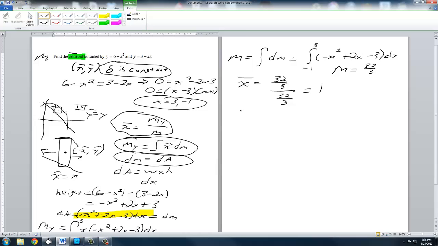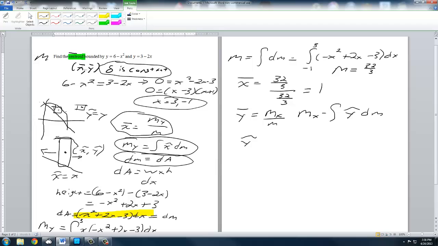Okay, now we will do y bar. Y bar is equal to the moment about the x-axis divided by the mass. The moment about the x-axis is equal to the integral of y tilde dm. So we need to find y tilde. If we go back to our rectangle over here, x tilde we just decided is just x, but y tilde is different. We have to find y tilde, which is halfway up and down in this box. It's halfway between this line and this curve.